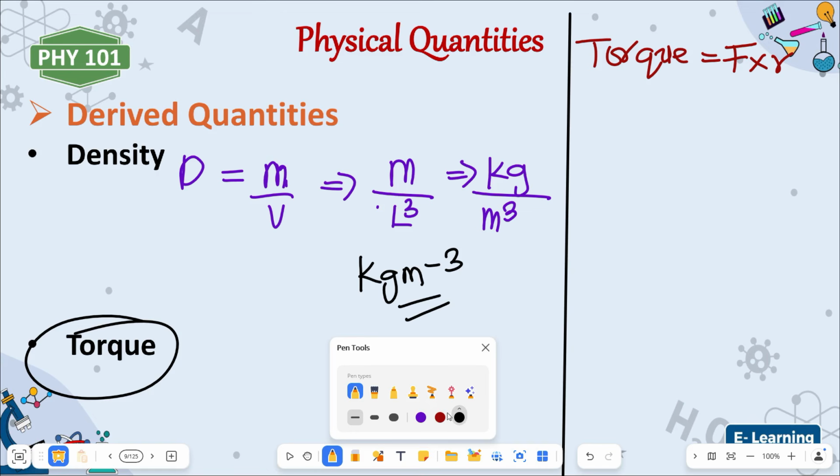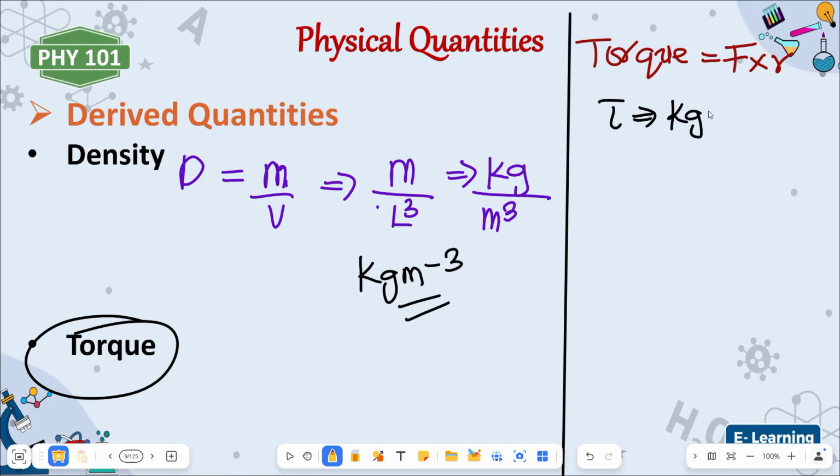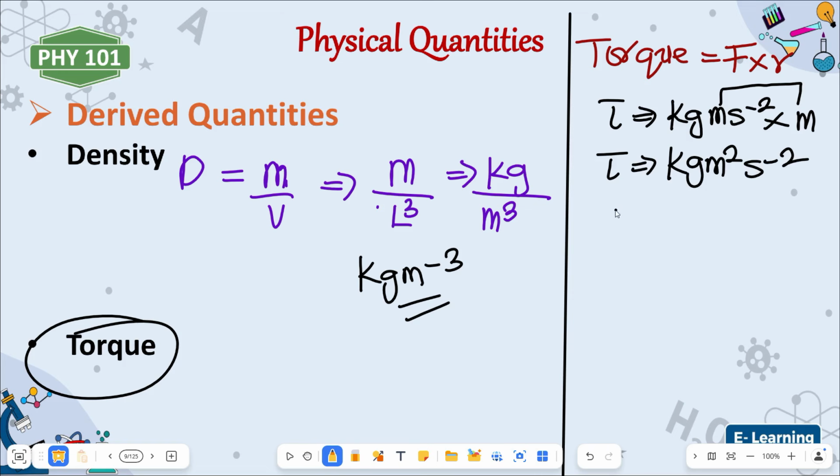Now, my dear student, what is torque? Force times perpendicular distance. So our torque will be, force is what? The SI unit for force is kg meter per second square, times r, the radius, which is distance. I told you that whenever you talk about distance, you're talking about what? Meter. All right? So our torque will be kg. This meter here, we multiply this meter. When both of them multiply, it will give you meter square. Then we have per second square. So this is the SI unit for torque, kg meter square per second square.